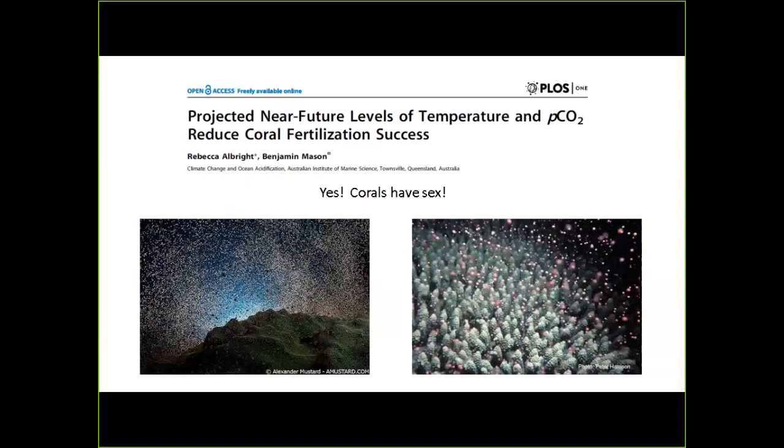Okay, and the eggs get fertilized, and they develop into little microscopic larval stages that then swim around for a number of hours or days before they attach to a surface, a rock surface, and start turning into corals. So reduced coral fertilization success, that could be a problem. If you don't have fertilized eggs, you don't get larvae and you don't get new corals developing.